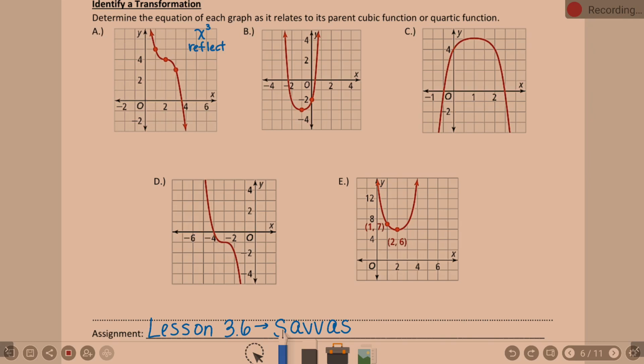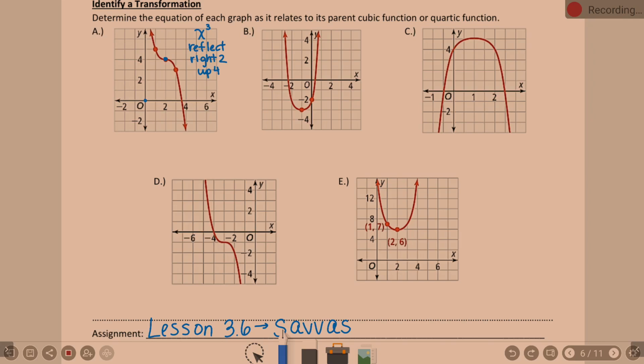What else? And here's where I would say, look for your middle dot. Where did your middle dot start? And where did it end up? It moved where? 2, 4, which means it moved right 2 and up 4, yes? Okay. Did we get everything?